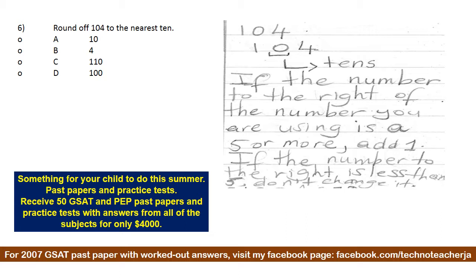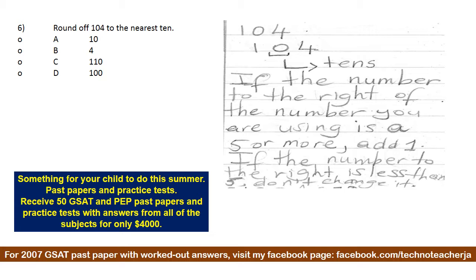What you do to round to the nearest 10 is look at the number in the tens position first. What number here is in the tens position? That's the 0. We have 104. 0 is in the tens position. 4 is in the ones position, and 1 is in the hundreds position.